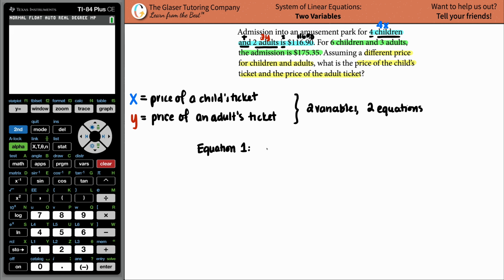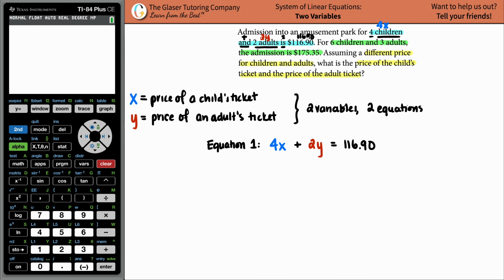Let's just write it out. 4X, so 4 times X, plus 2 times Y equals 116.90. When you're dealing with equations, you don't have to put the dollar sign. It just gets a little confusing if you do. But you have the first equation.